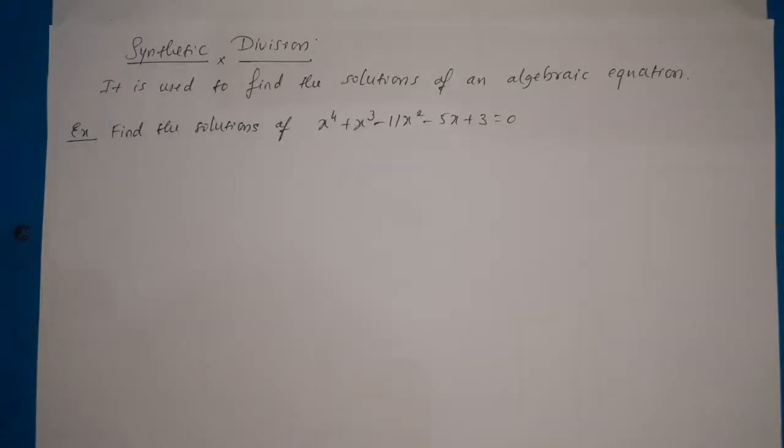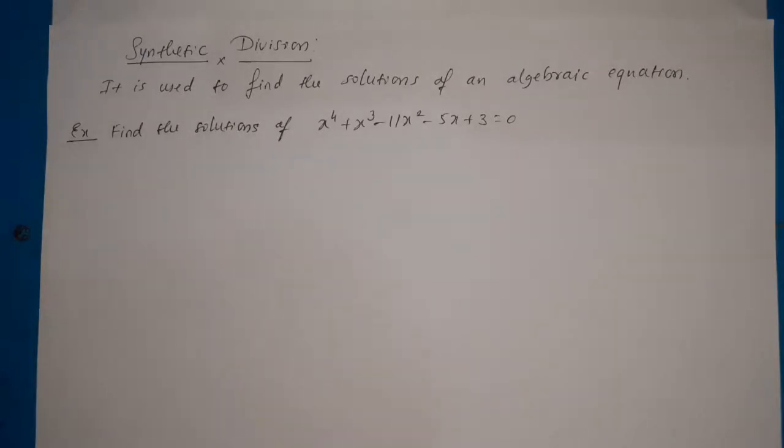Find the solutions of x power 4 plus x cube minus 11x square minus 5x plus 3 equal to 0. So if the equation is quadratic, then by using the formula or by using factorization we can find the values of x. But here the power of x is 4. In this case we are going to use synthetic division.